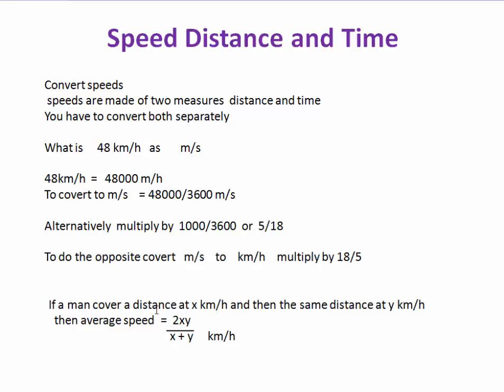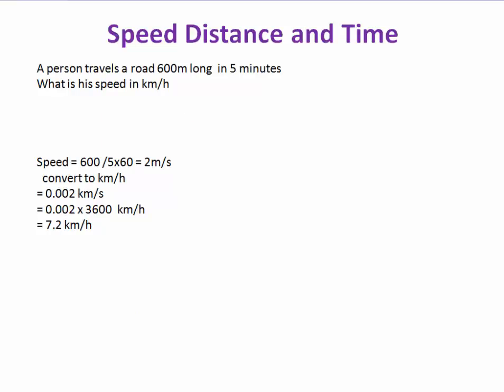If a man covers a distance at x kilometers per hour and then the same distance at y kilometers per hour, then the average speed is given by this formula, which is 2x multiplied by y divided by x plus y kilometers per hour. Just going to go over some questions just to get us used to this formula.